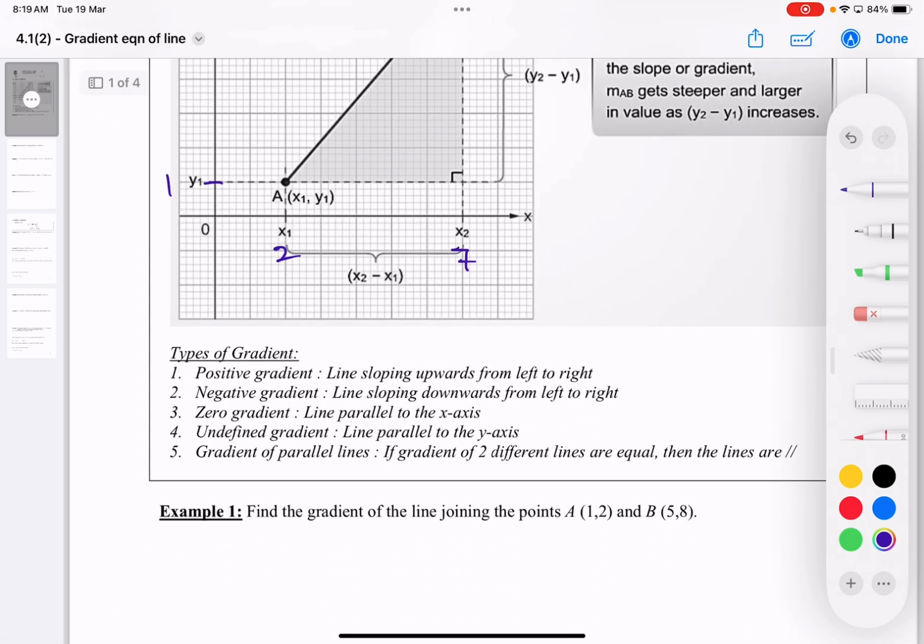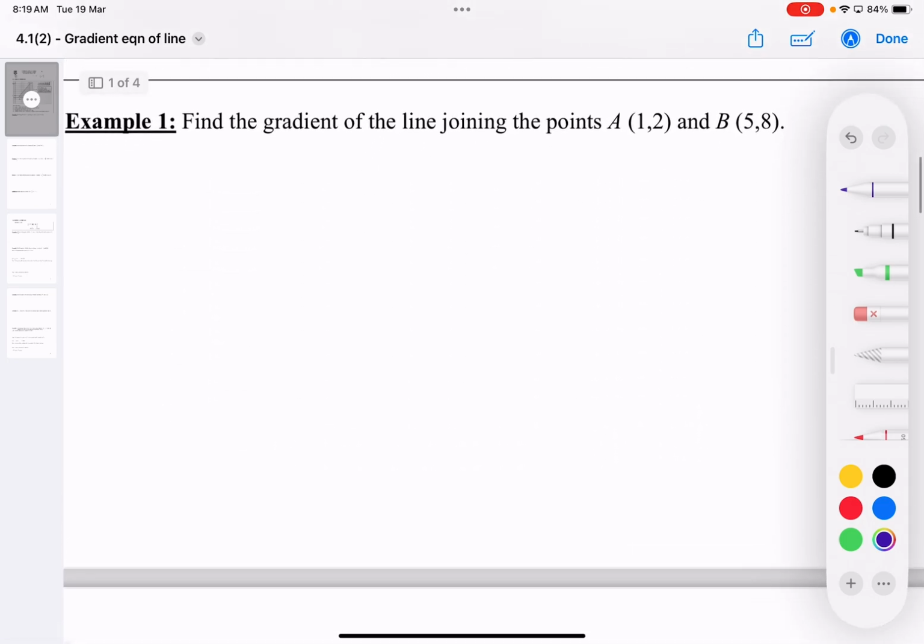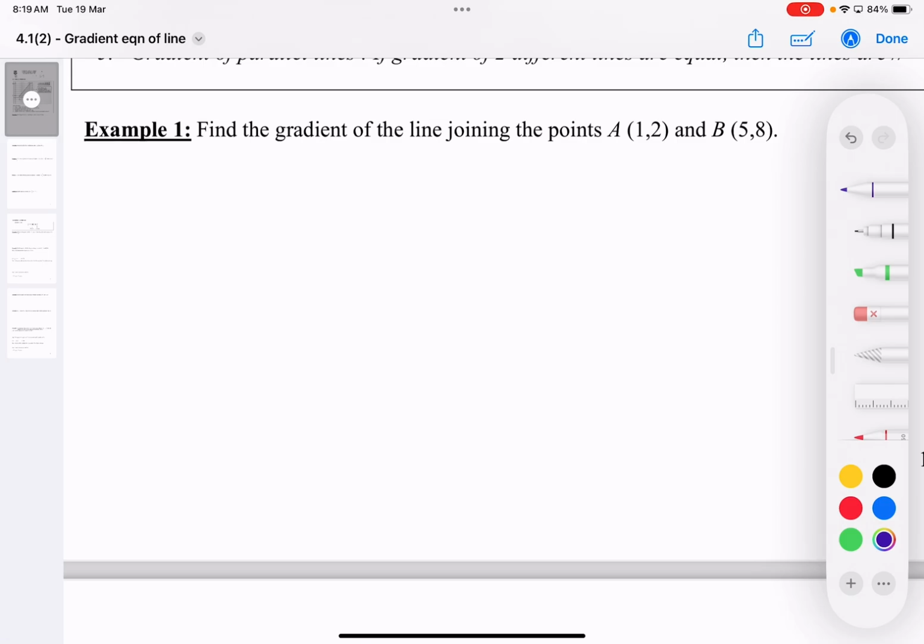Alright, so let us look at the first example. Find the gradient of the line joining the points A and B. So first thing, when you start out, baby steps, always write down the formula until you can memorize it. So I know the formula is m is y2 minus y1 over x2 minus x1.